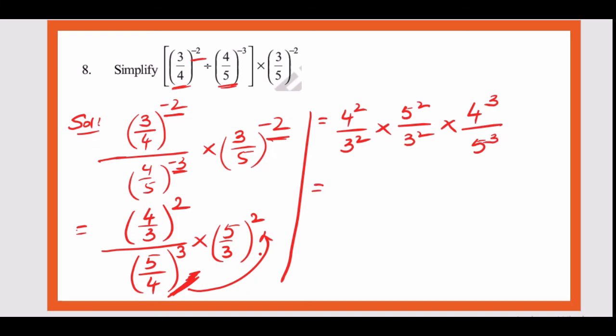Now this 5 square in 5 cube gets cancelled, because here the power is 2 and here the power is 3. That means here we have two 5s and here we have three 5s, right? Now whatever is left, we are going to write. So 4 square into 4 cube is nothing but 4 power 5, divided by 3 square into 3 square, which is nothing but 3 power 4, into what is left, 5. If you want, you can simplify, otherwise you can leave it as it is, right?